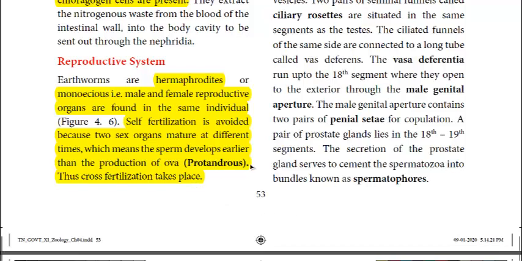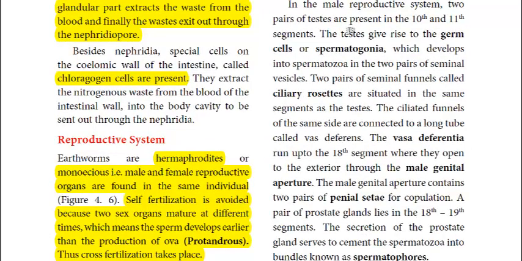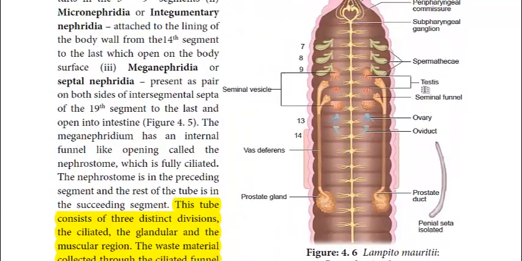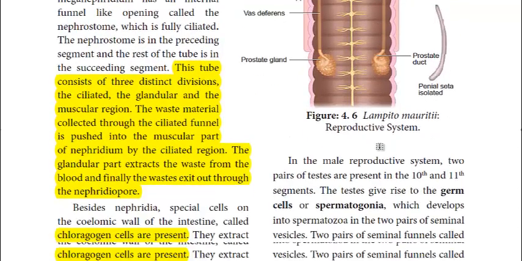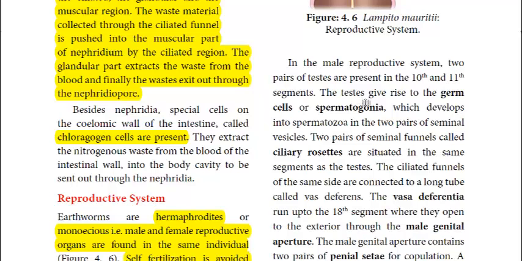ப்ரொட்ராண்ட்ரஸ் அப்படின்னா என்னதுன்னு கேட்பாங்க, அதை நீங்க எழுதணும். It means that two sex organs mature at different times, which means sperm develop earlier than the production of the ova. In the male reproductive system, two pairs of testes are present in the 10th and 11th segment. You can see two pairs of testes between the 10th and 11th segment. You can see the testes here. Okay, two pair. Yeah, the testes give rise to the germ cells called spermatogonia.